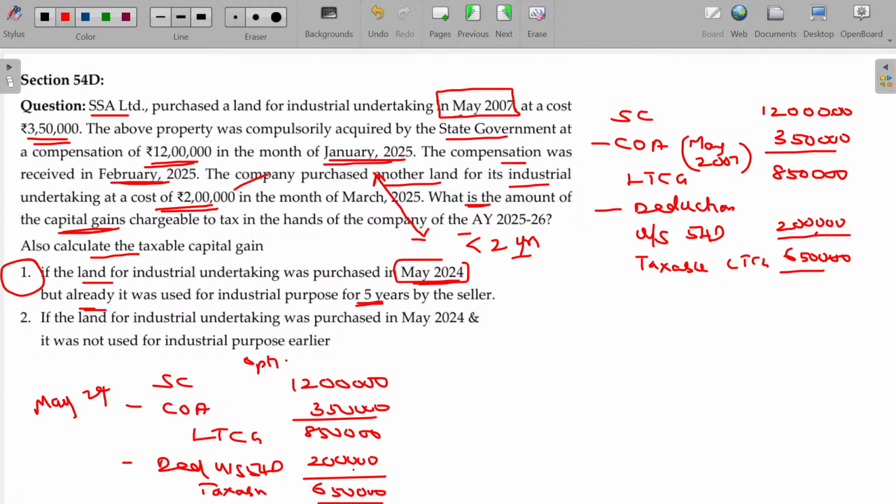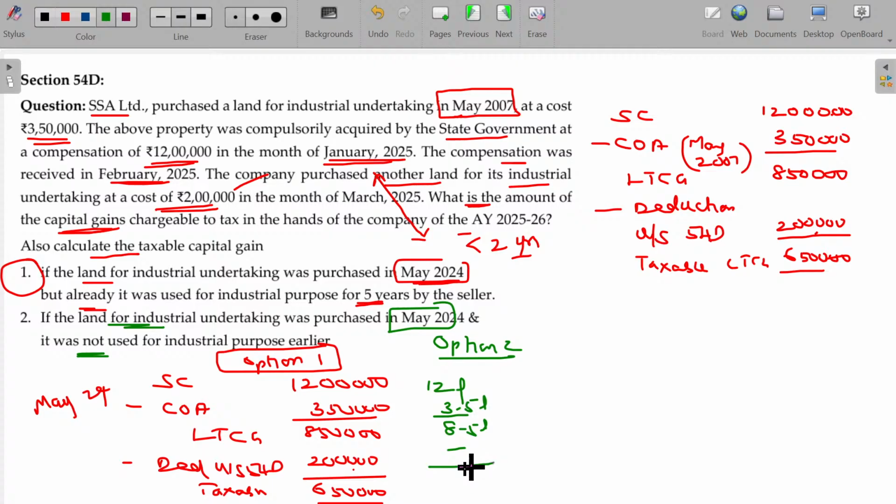Option A. Option 1. If the land for industrial undertaking was purchased in May 2024, it was not used for industrial purpose, then you will not be eligible. So in case of option 2, 12 lakhs, 3.5 lakhs, 8.5 lakhs, you cannot claim the deductions. The entire 8.5 lakhs will be taxable. Is that clear? Hope now you'll be able to understand. Even if the land is used for industrial purpose by the previous owner, also be eligible. Okay, also be eligible.